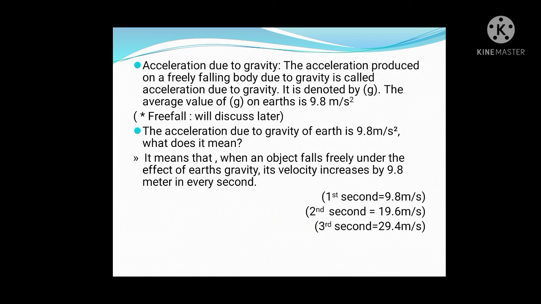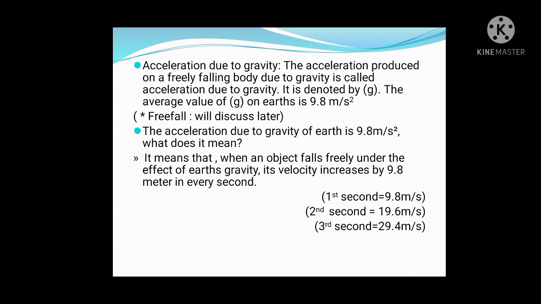Now the next definition we'll be studying is acceleration due to gravity. So we'll define it like this: the acceleration produced on a freely falling body due to gravity is called acceleration due to gravity. It is denoted by small g, and its average value is 9.8 meter per second square on earth. Here we have used a term free fall, which we are going to discuss in detail later.